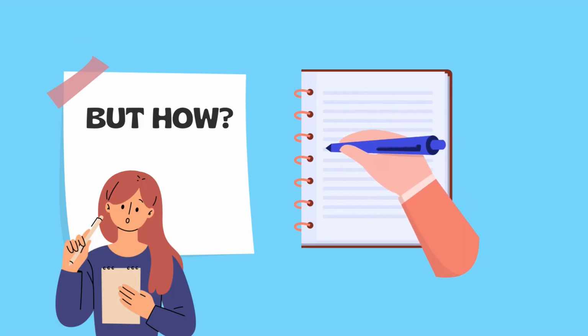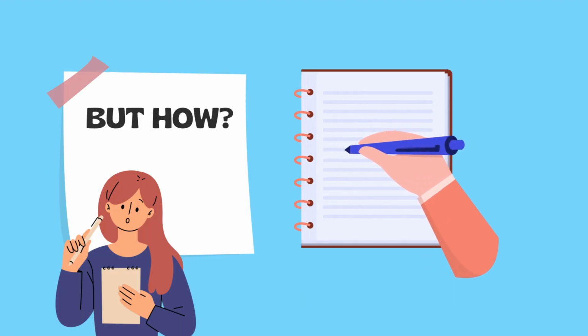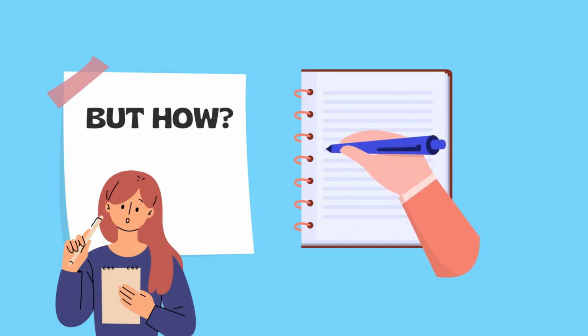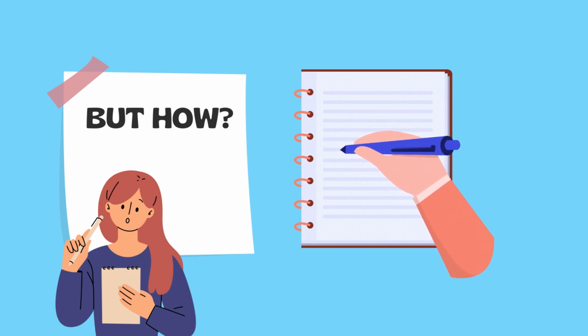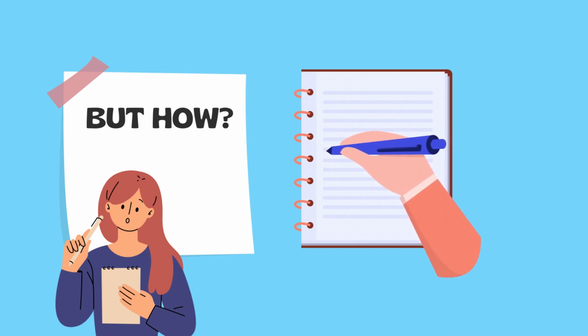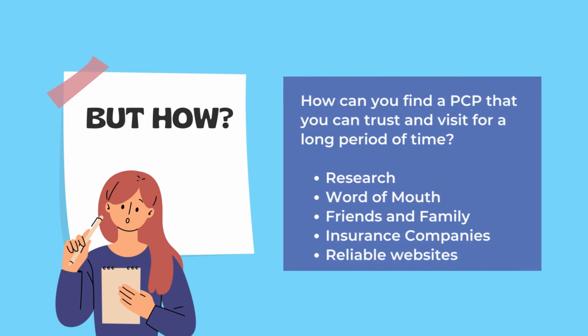But how do you find a primary care provider that you trust and can visit for a long period of time? Let's brainstorm some ideas. Look at the Finding the Right Providers section in your workbook for some ideas to get you started. A good starting point is to check your insurance website to get a list of providers that accept your insurance. The website will be listed on your insurance card. Once you have a list, you can search for ones nearby and read their biographies. You can call the office beforehand and ask them questions to get a sense for the office.